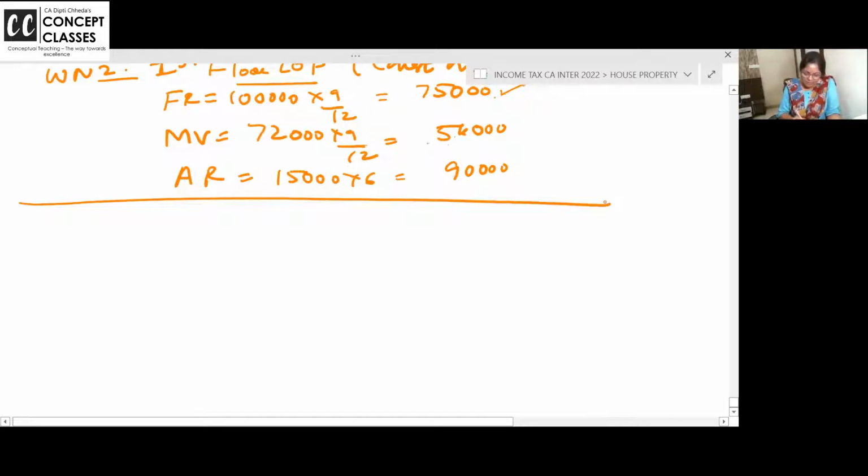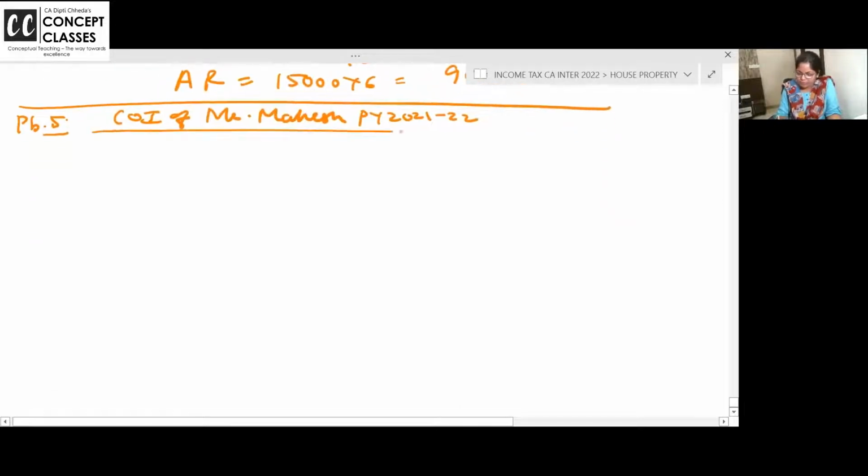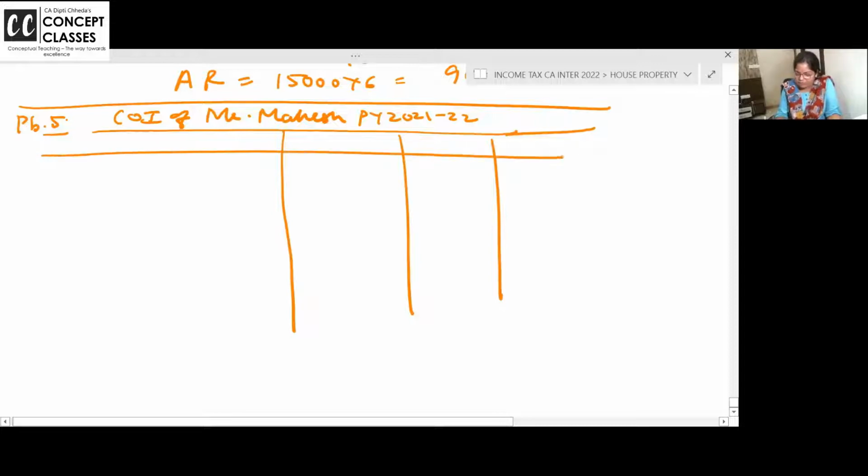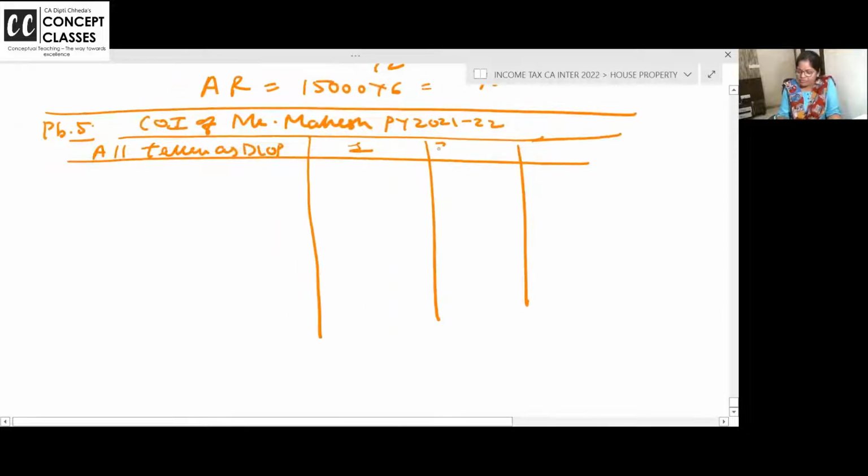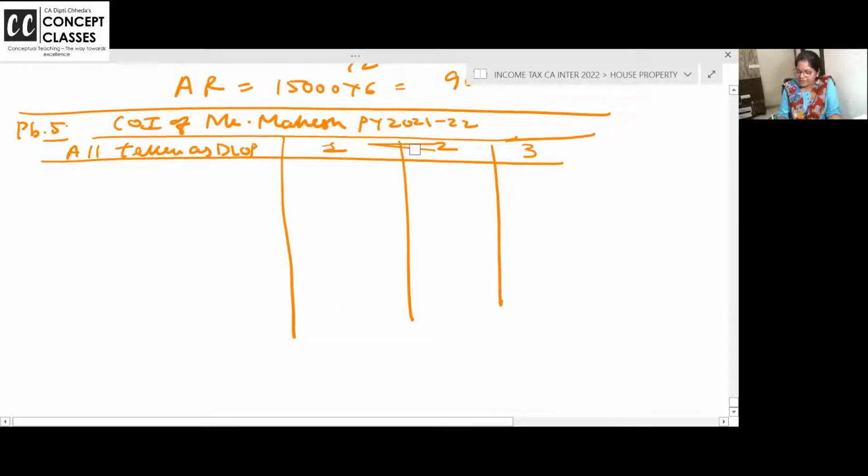शुरू करें साथ में. Problem number 5. Computation of income of Mr. Mahesh for previous year 21-22. Particulars. Treat all the 3 as deemed let out. All taken as DLOP. You can write all treated as DLOP. Flat 1, flat 2, and flat 3. 3 flats are there. Chalo.